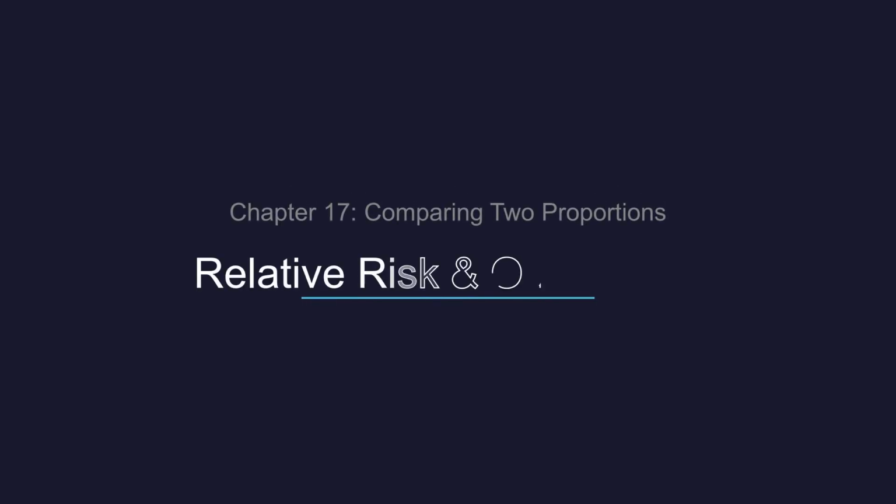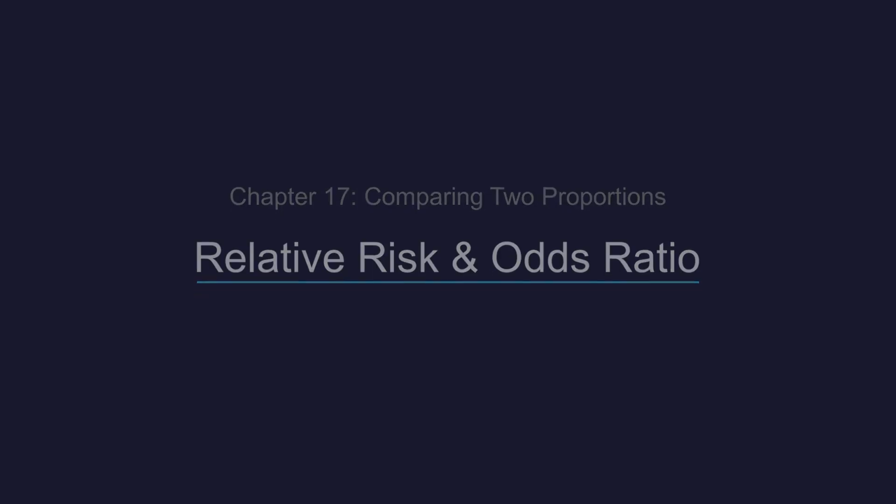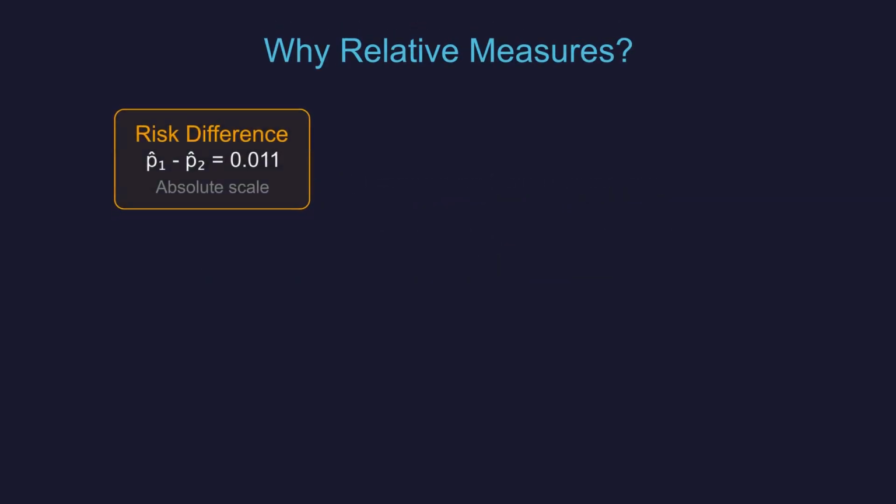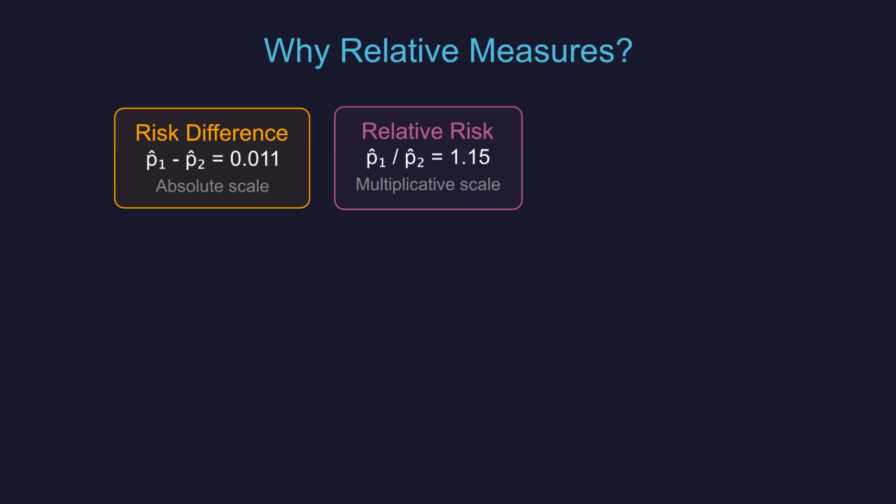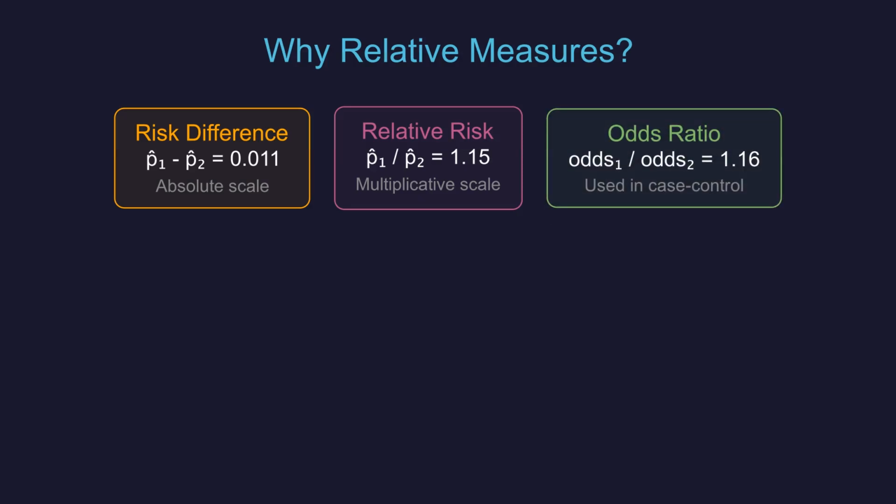Relative risk and odds ratio, two fundamental measures of association. We've already seen the risk difference, which measures associations on an absolute scale. But there are two more powerful measures. The relative risk tells us how many times more likely the outcome is in one group compared to the other. The odds ratio serves a similar purpose, but is essential for case control studies where we can't directly compute risks. Let's explore each one.